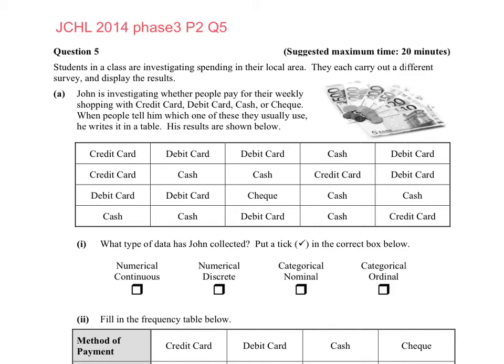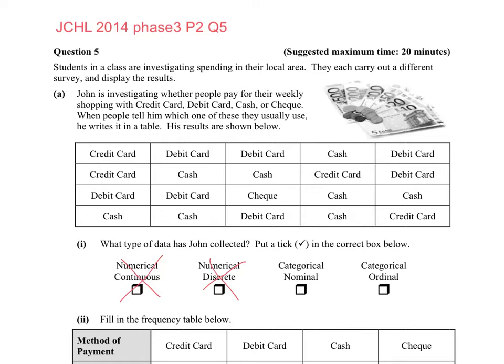Junior Cycle Higher Level 2014 Phase 3 Paper 2 Question 5. This is a statistics question and we're given a set of data, their words, and the first thing we're asked to do is to clarify what sort of data it is. Well, since they're words, they're not going to be numerical, so it has to be categorical.